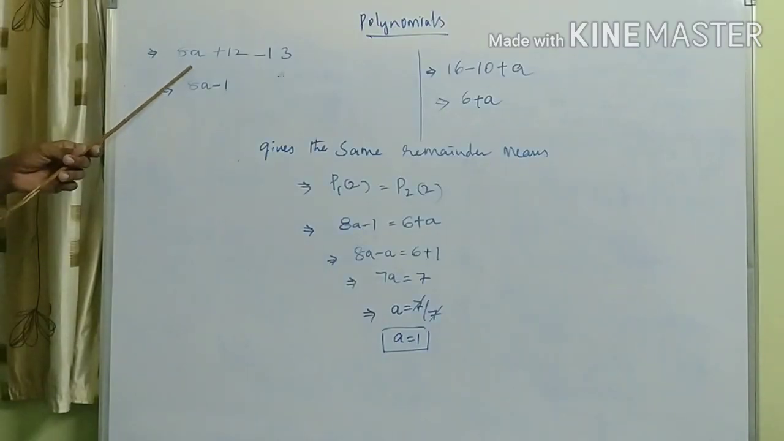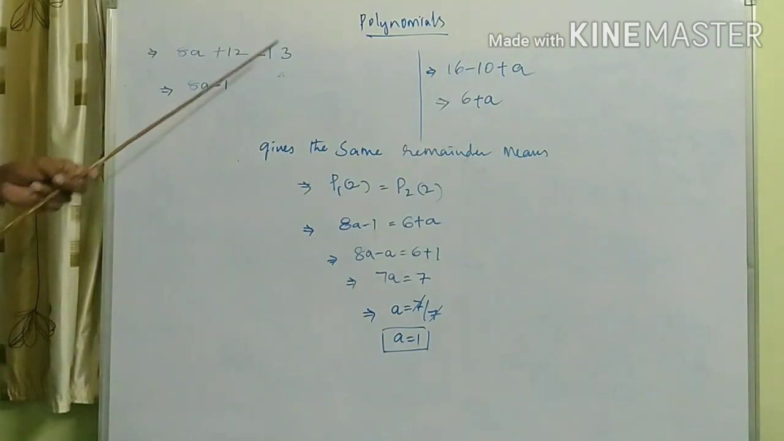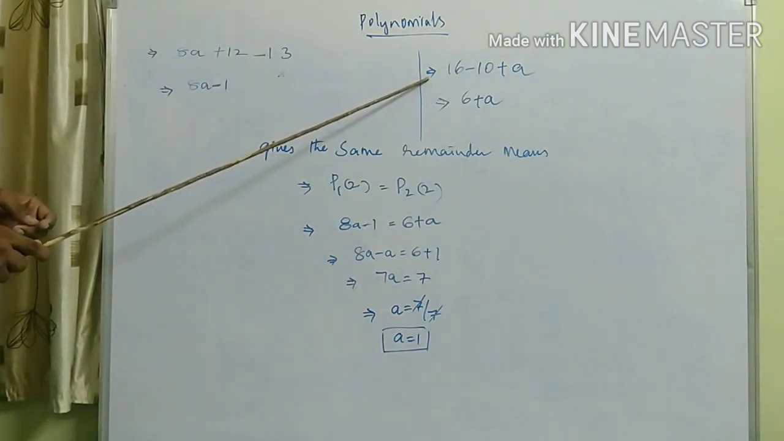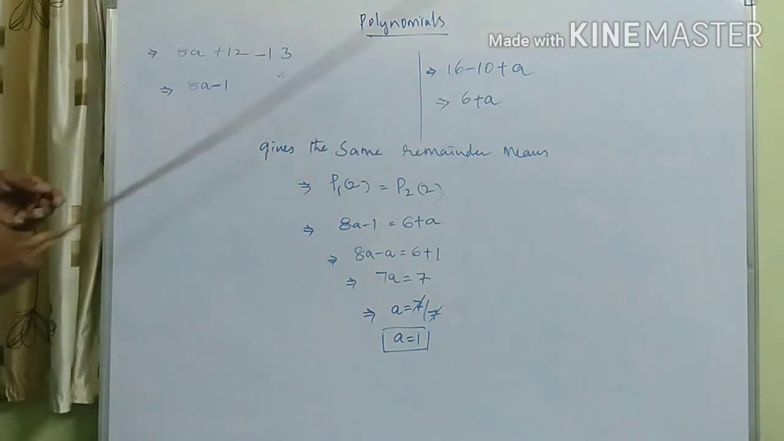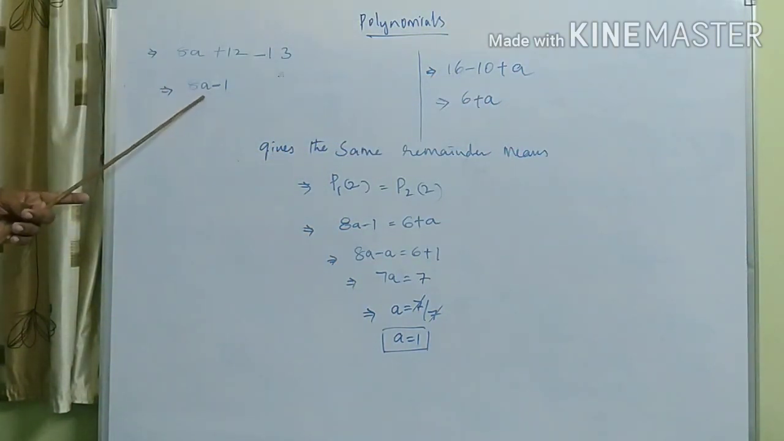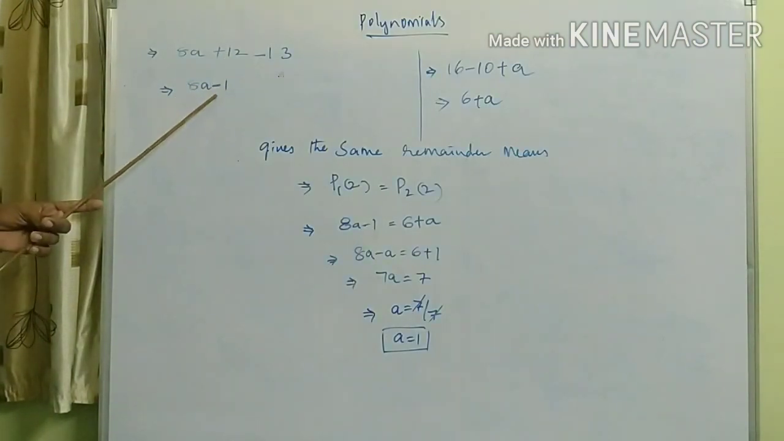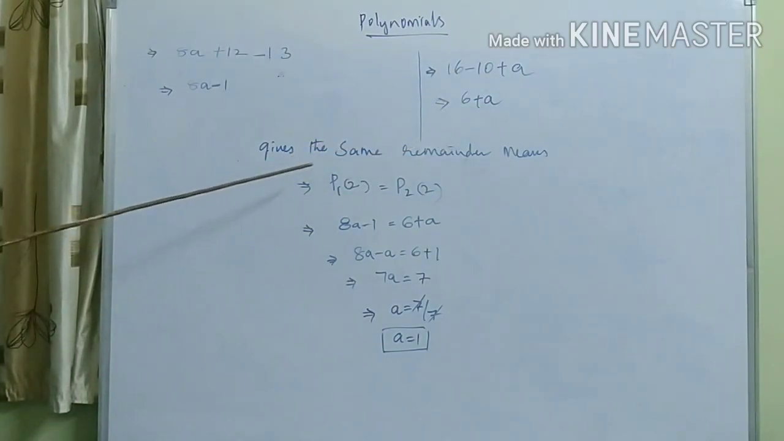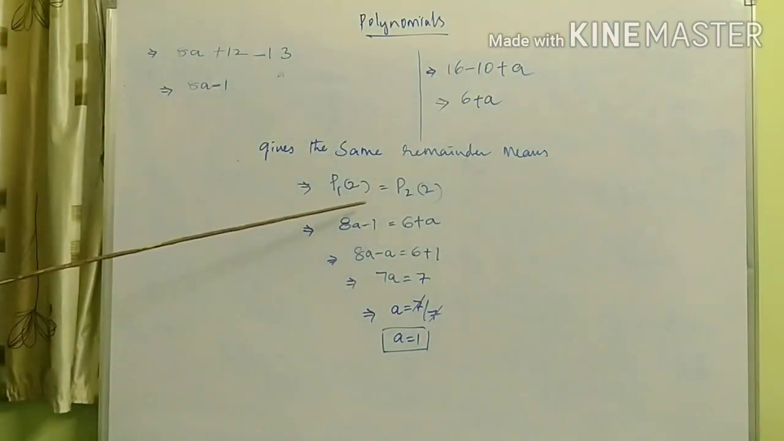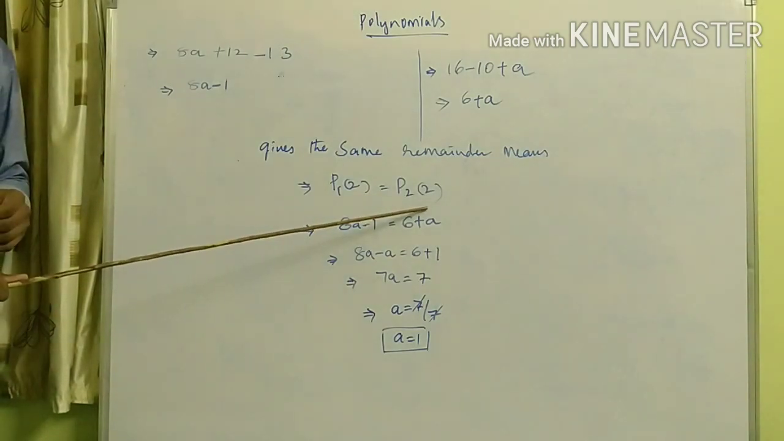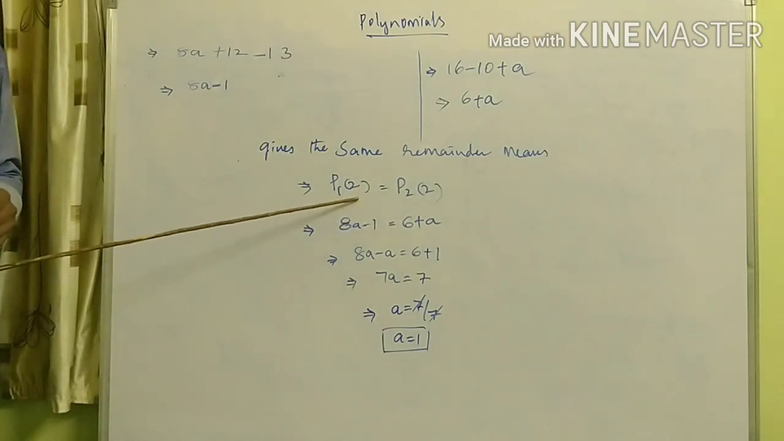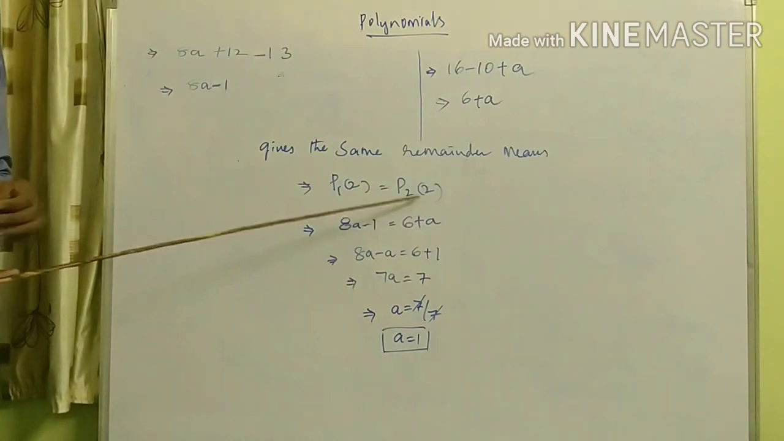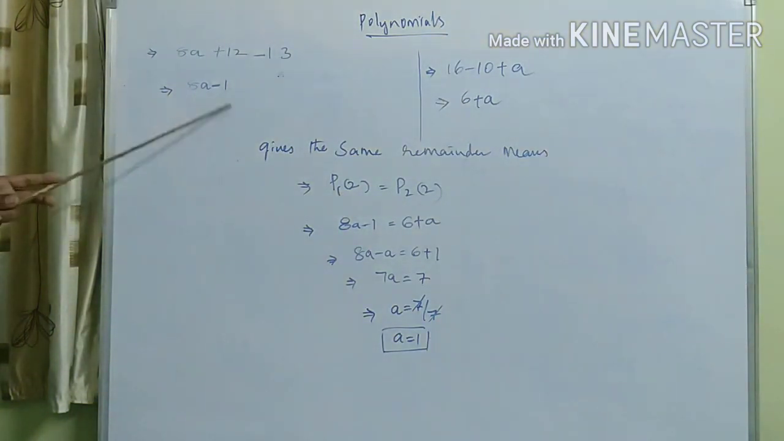P1 of 2 is equal to 8a plus 12 minus 13, and P2 of 2 is equals to 16 minus 10 plus a. So that is equals to 8a plus 12 minus 13 is equals to 8a minus 1. 16 minus 10 is equals to 6 plus a. Gives the same remainder means P1 of 2 is equals to P2 of 2. When we substitute g of x in both polynomials, gives the same remainder means P1 of 2 is equals to P2 of 2. So P1 of 2 is equals to 8a minus 1.